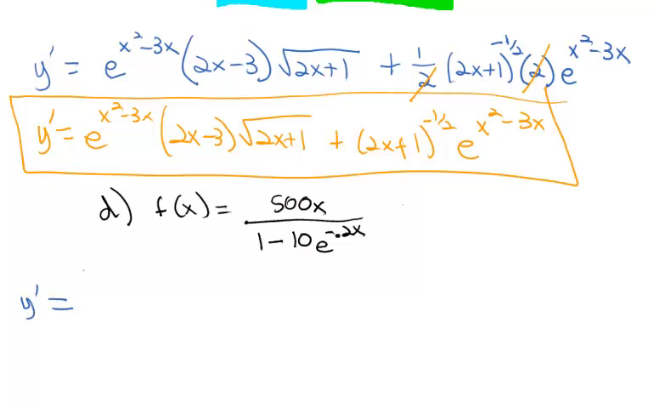The low is 1 minus 10 e to the negative 0.2x. D high, the derivative of the top, is 500. Minus high d low, the high is 500x, times the derivative of the low part.